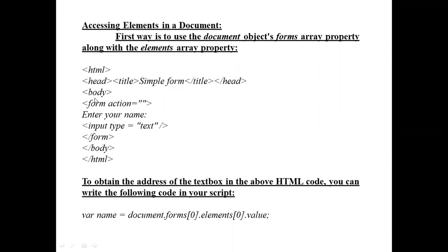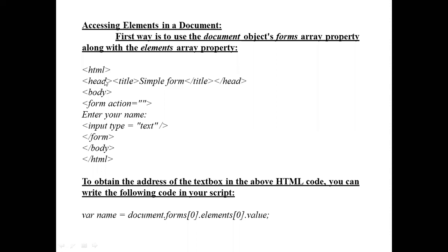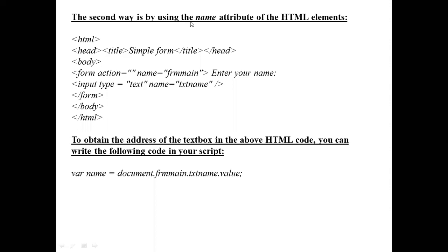Here is the form in the HTML document. Document dot forms of 0 means the first form, and elements of 0 means the first element in the form. There is only one element here, input type equal to text. Dot value means whatever value you entered in this text box. So this is one method. The second one is using the name attribute of HTML.